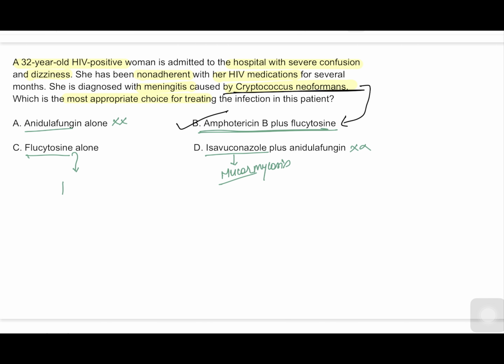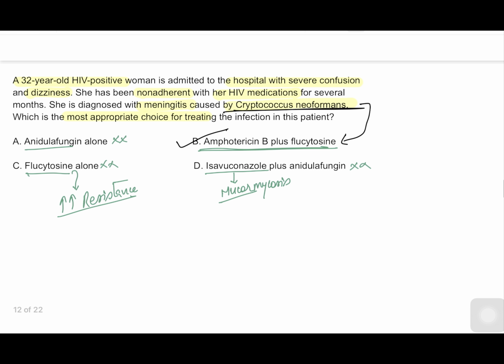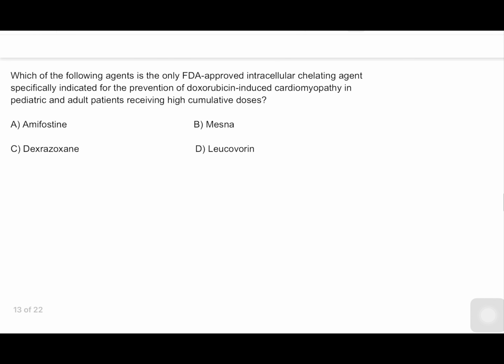Why not flucytosine alone? Because flucytosine has very high chances of resistance. Okay? That's why we never use flucytosine alone. So the answer will be amphotericin B plus flucytosine. If you know, amphotericin B has two parts, hydrophilic and lipophilic, and they form a micropore. They create pores in the membrane of the fungus, and it is a highly toxic drug. It has nephrotoxicity, ototoxicity, and bone marrow suppression. Okay? So this is the answer for this condition.